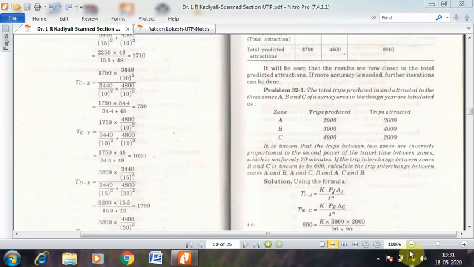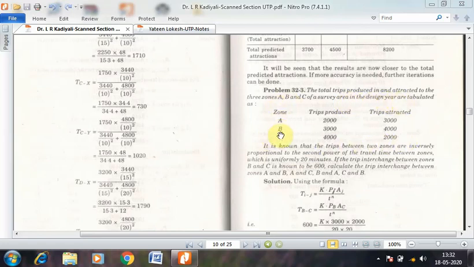Let's begin with the next example on the gravity model to do the trip distribution. I'll read out the problem for you. Kindly pay attention and try to understand. In this problem, the total trips produced in and attracted to the three zones A, B, and C of a survey area in the design are tabulated as below.